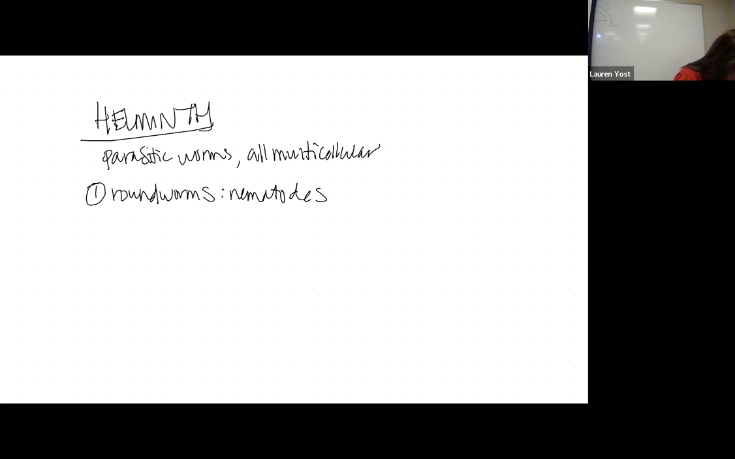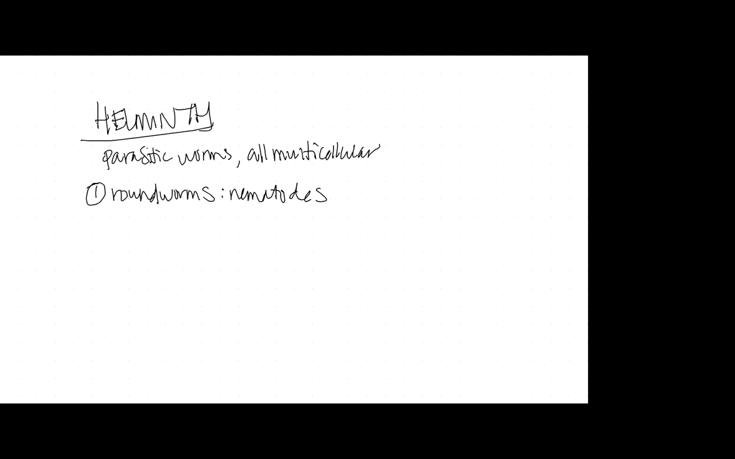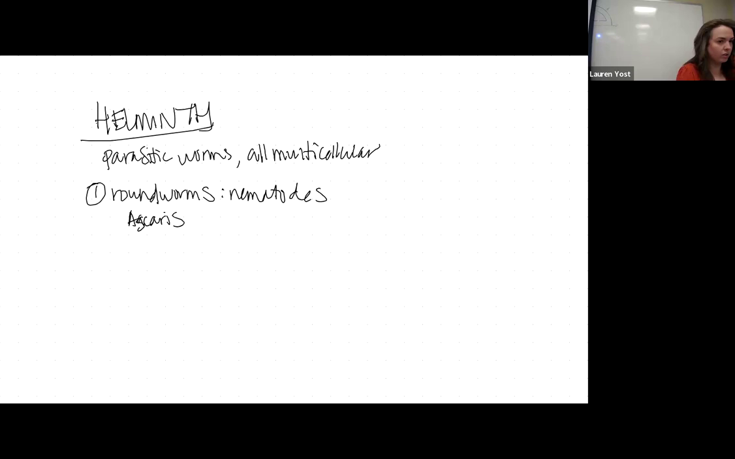And then, yeah, so we've got the roundworms. So this will include things like, and we'll get into some of these diseases when we're getting into chapter 23, but this will make more sense then, things like Ascaris. So Ascaris lumbricoides, the giant intestinal roundworm, would fall into that.